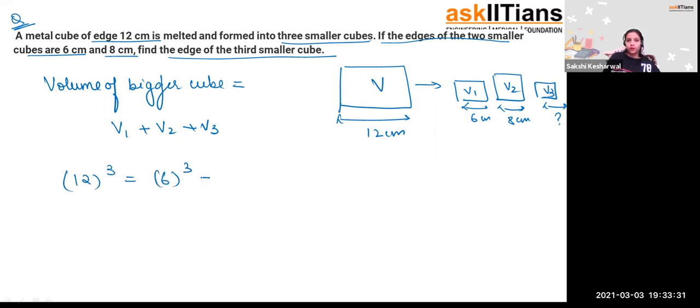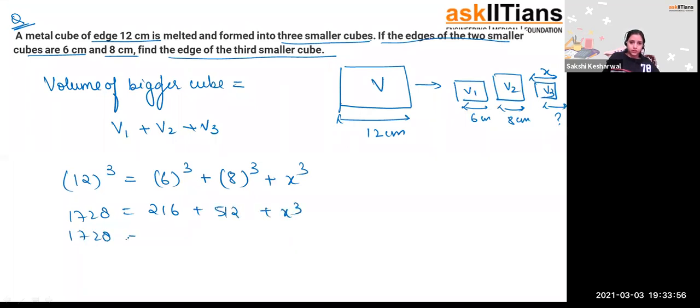12 cubed is equal to 6 cubed plus 8 cubed plus, let's suppose the size is x, so it is going to be x cubed, or it's like V3, whatever you feel like. So you just do the solving. 12 cubed is how much, beta? Like 1728. So 1728 is equal to 216 plus 512 plus x cubed, right? So 1728 is equal to 728 plus x cubed.